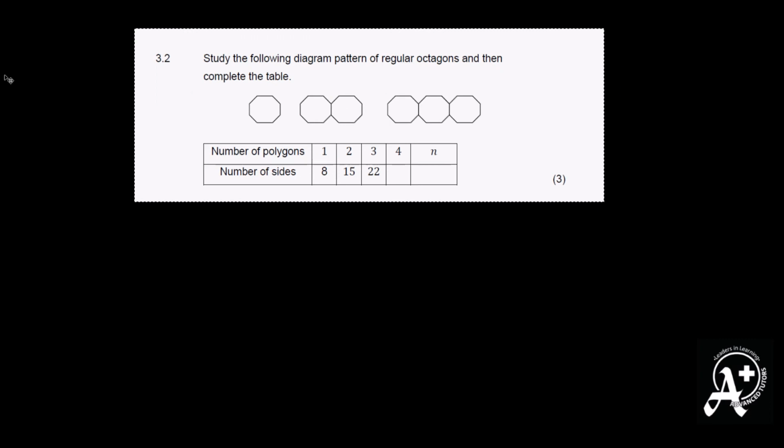In 3.2, they give us a bunch of octagons, meaning we've got 8 sides here. So they say, study the following diagram pattern of regular octagons and then complete the table below. So we can see that when we've simply got one octagon, we have got 8 sides. We know that when we have got 2 octagons, we've got 15 sides, and we can go and count them if we wanted to, but basically we can see that it's not just 2 times 8, which would give me 16, because the 2 octagons share a side. That's why it's only 15.